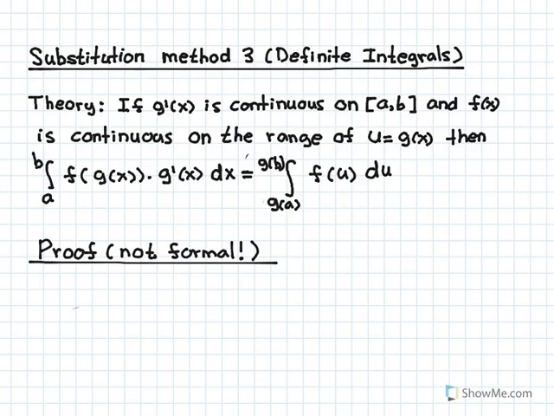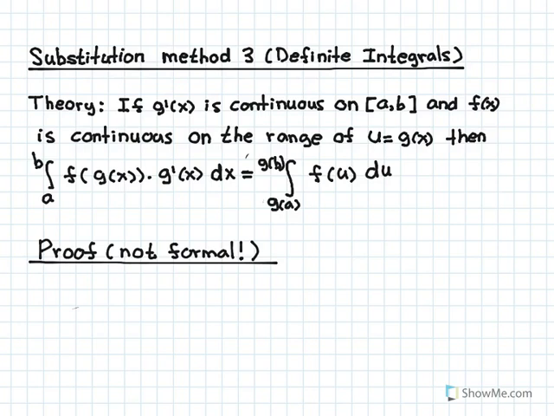If g prime of x is continuous on a closed interval [a, b], and f of x is continuous on a range of u equal to g of x, then the integral from a to b of f of g of x times g prime of x dx is equal to the integral from g of a to g of b of f of u du. Notice the transformed limits, g of a and g of b, and that comes from the substitution method, letting u be equal to g of x.